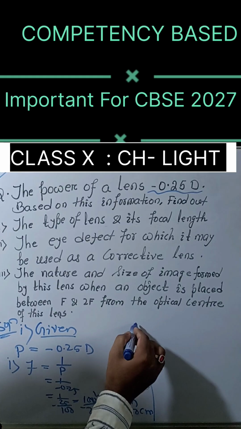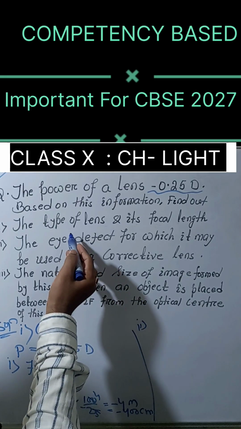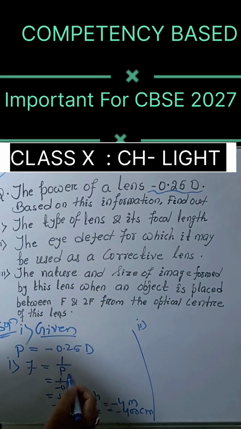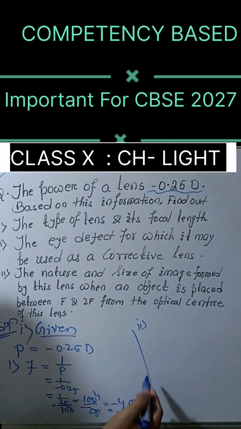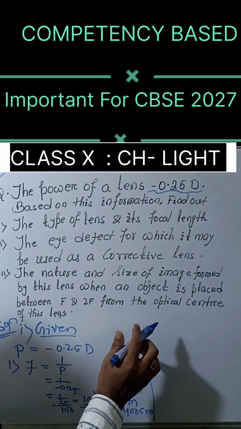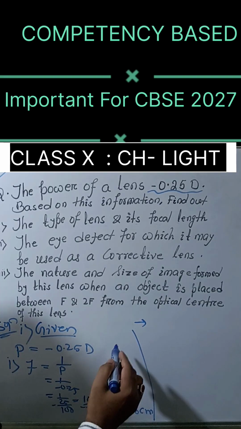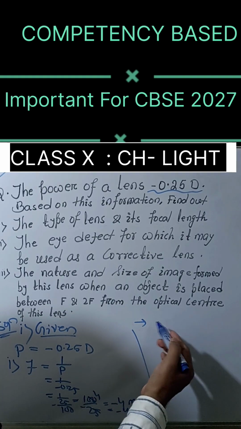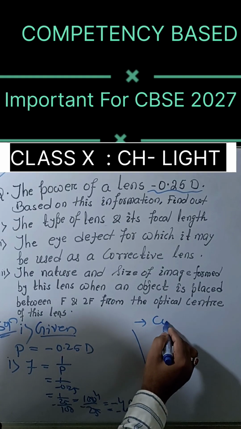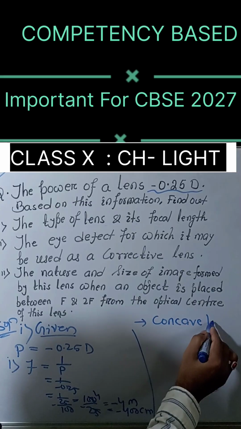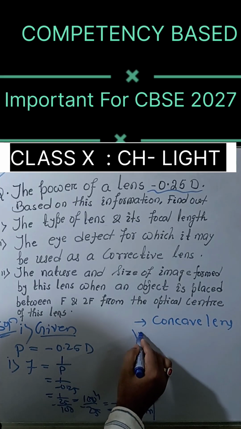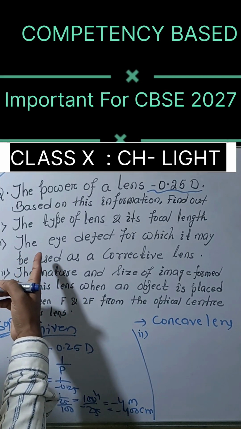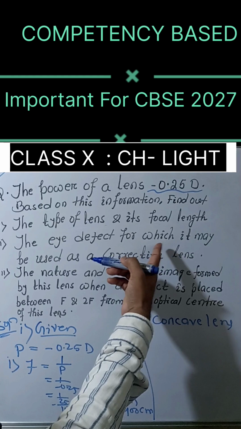Then, students, in the first part it was also asked to find the type of lens. As the focal length you got is negative, the type of lens, students, will be a diverging lens, because in a concave lens the focal length lies on the same side as the object, that is on the left side. So that is a concave lens. Okay, concave lens.